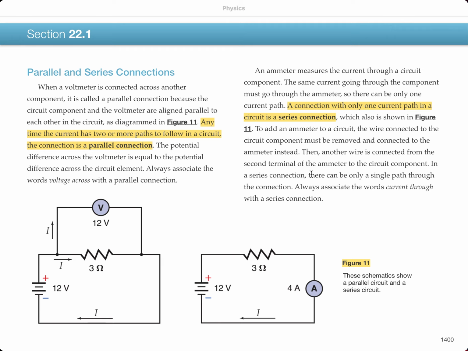In contrast, let's look at this circuit. In this circuit, which is a series circuit shown here, there is only one path for the current. It can only come out of the battery, pass through the resistor, pass through the ammeter, and return to the battery. Single loops containing elements one after the other are series circuits. We'll work more on these.